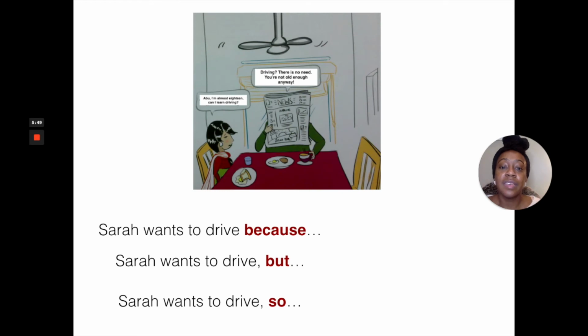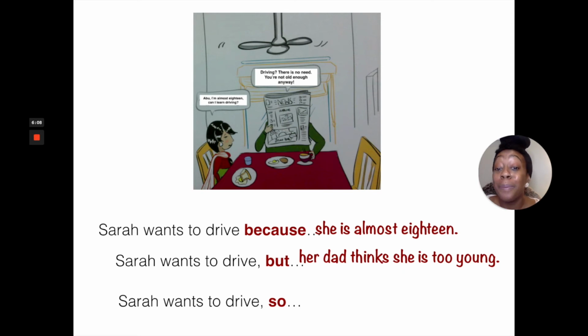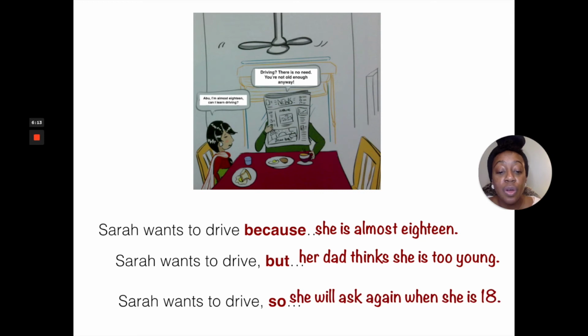Now let's start to analyze each of these scenes. Sarah wants to drive because, Sarah wants to drive but, Sarah wants to drive so. Sarah wants to drive because she's almost 18. Sarah wants to drive, but her dad thinks she's too young. Sarah wants to drive, so she will ask again when she's 18.